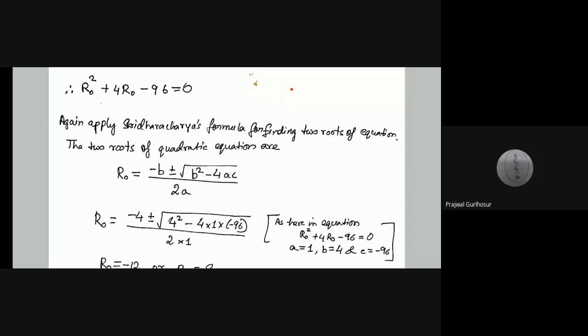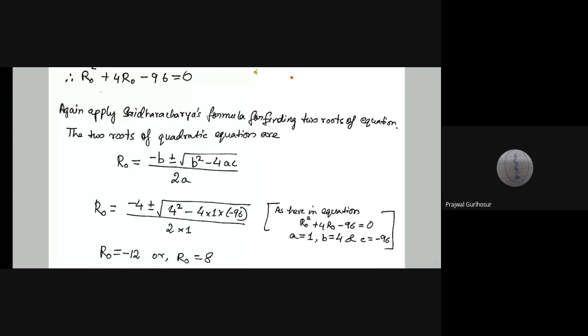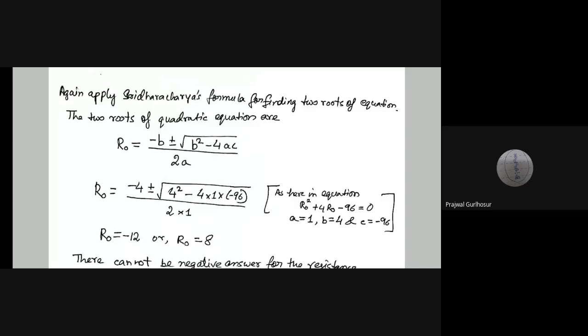As per this formula, we have A equals 1, B equals 4, and C equals minus 96. We just put in the values and we get the two values of R naught, which are minus 12 and 8. And since there cannot be a negative value of resistance, R naught is equal to 8.